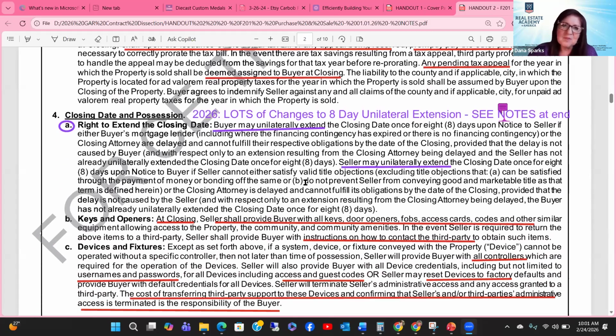Now, let's move on to the closing and possession date. The 8-day unilateral right to extend closing. This was changed pretty dramatically in 2026. I'm not going to read this paragraph to you, but I have it outlined, what all of those changes are. Another thing I need to tell you about this: this is not Georgia law. This is only a GAR contract provision.